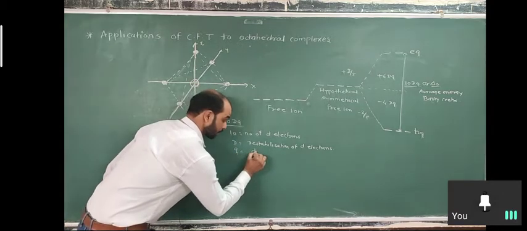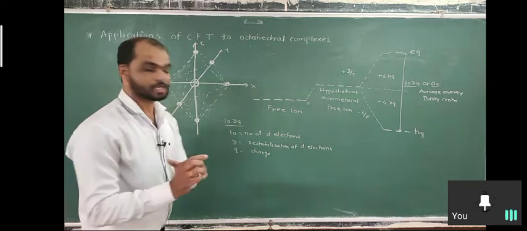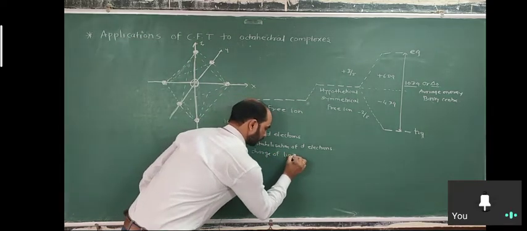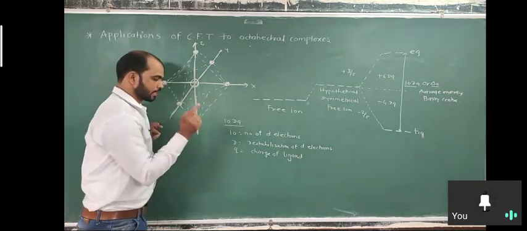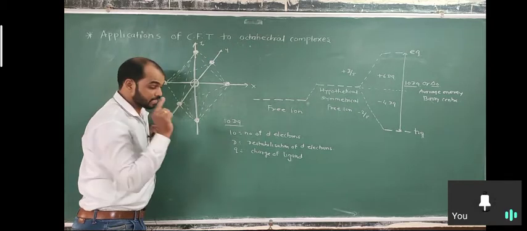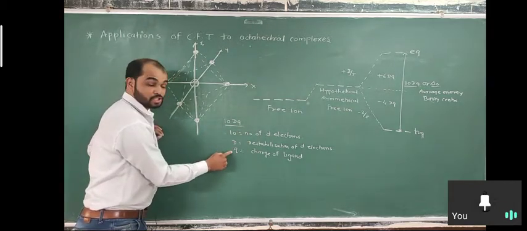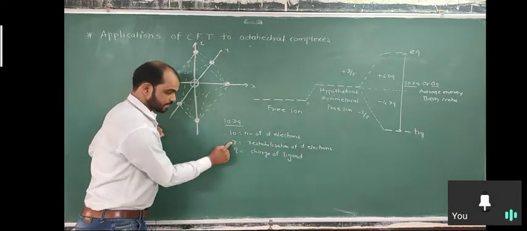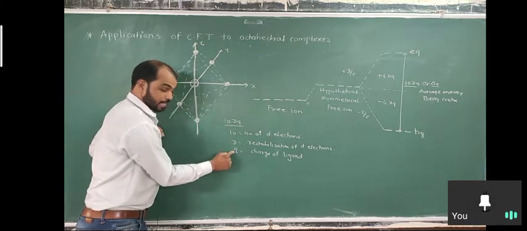Q is the charge of the ligand. So the simple meaning of this 10 Dq is the destabilization of 10 electrons of the d orbitals due to the charge of the ligand. What is the meaning of it? It is a destabilization of 10 electrons by the charge of ligands.